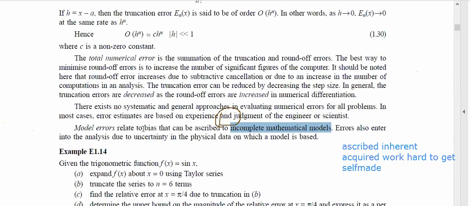a bias can be ascribed, that will be inherent, inbuilt and embedded. There will be bias. And errors also enter into the analysis due to uncertainty in the physical data on which a model is based. When there is uncertainty, then modeling becomes difficult to accommodate all the elements and components of the problems which we are going to consider. Okay, example.